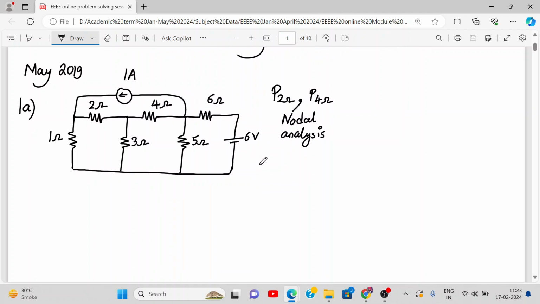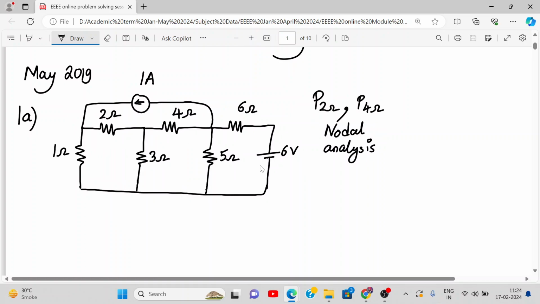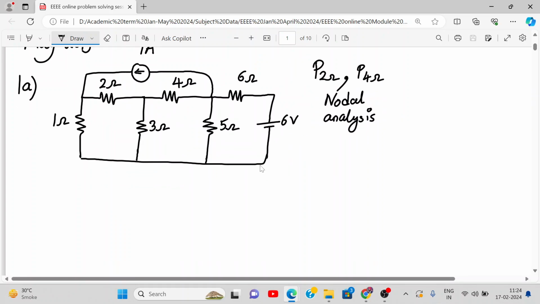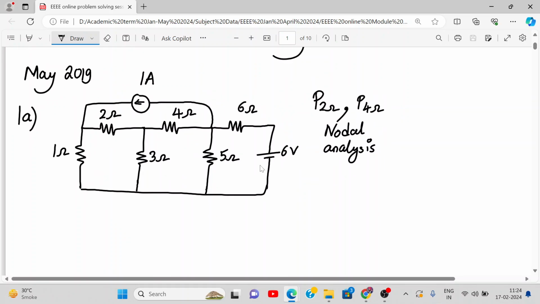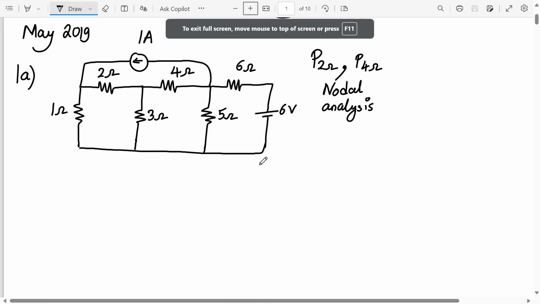Okay, can we start? You'll have completed the diagram. All right. Yeah, students. Yes.